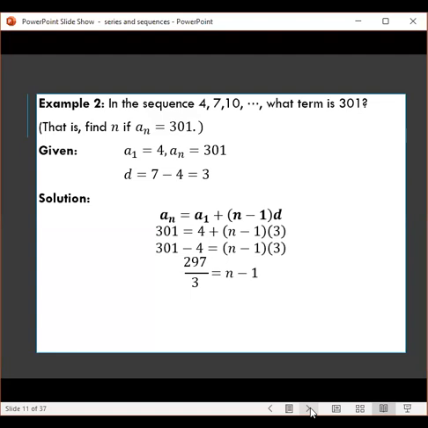We divide both sides by 3 to eliminate the 3 on the right side of the equation, giving you only n minus 1. Next, we have 297 divided by 3, you get 99. That is equal to n minus 1. So again, what we want is n. So 99 plus 1, you get 100. Meaning 301 is the 100th term in the sequence.